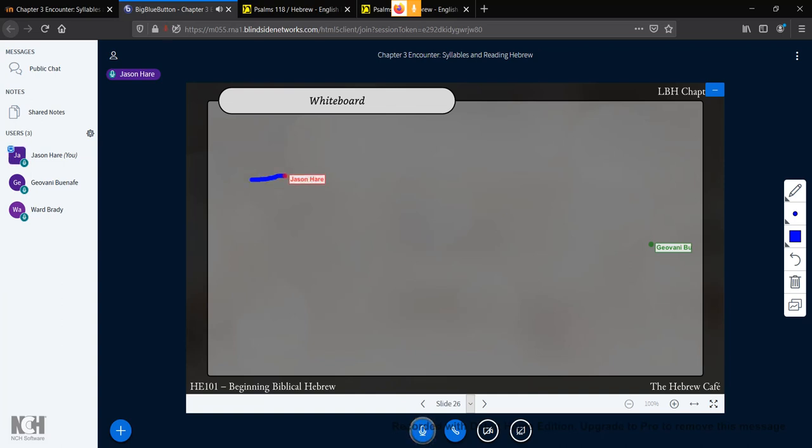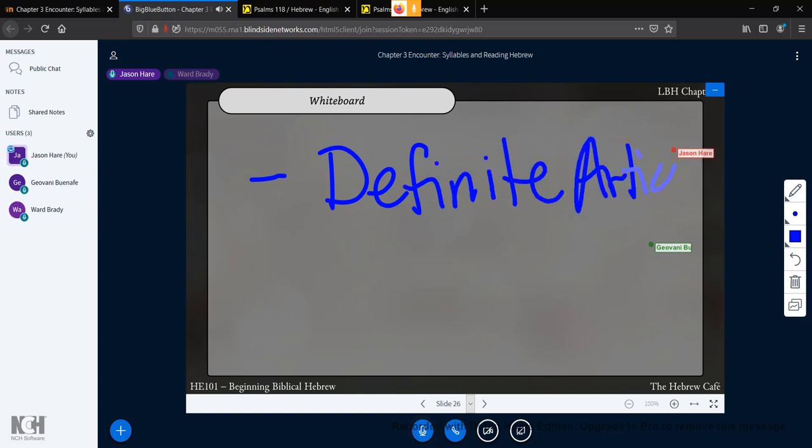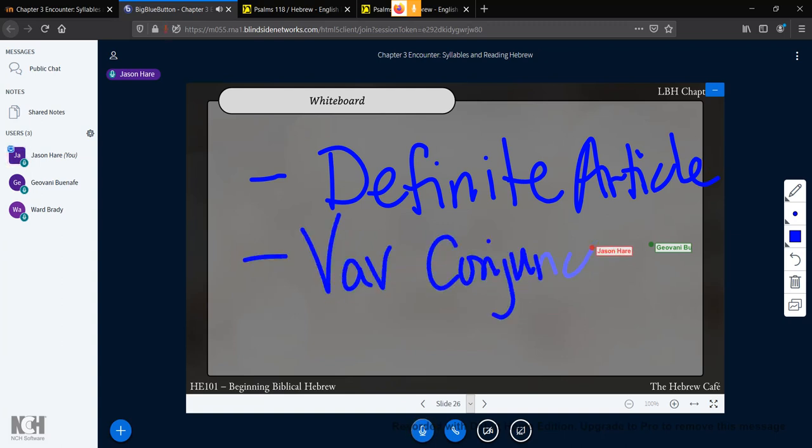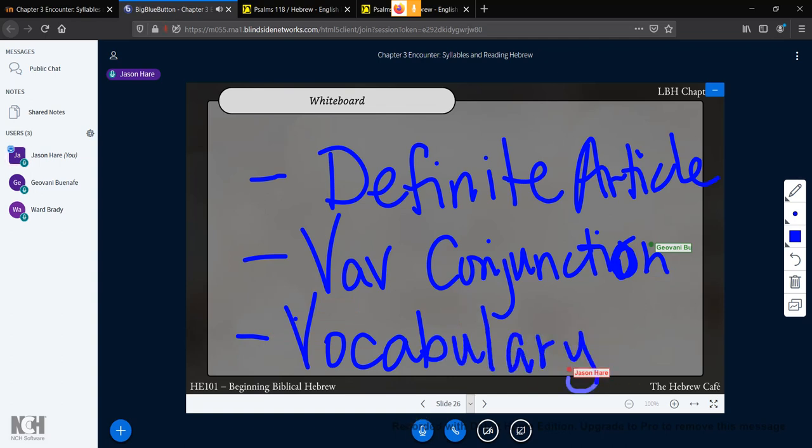So, for the next encounter, we've got the definite article. We've got vav conjunction, the word and. We're going to see later on it has a lot more meanings than just and, but that's the basic meaning. And you need to memorize vocabulary. This is the first chapter where you're actually getting words that you need to start to memorize. They're at the beginning of chapter 4 in the workbook, page 81. There's a list of vocabulary in the workbook that you need to start memorizing for reading chapter 4.